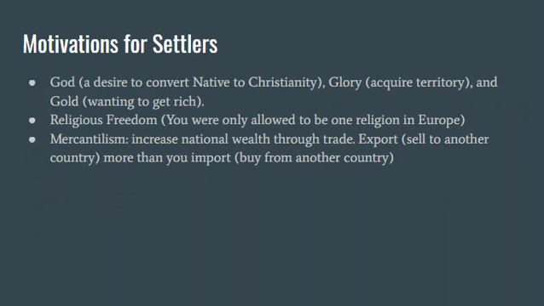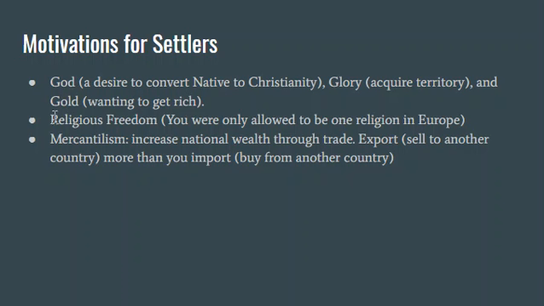So what was the motivation for settlers? Why did they come here? One reason was God. They wanted to come to the United States because they wanted to convert natives to Christianity. A lot of natives, none of them are Christian, so a lot of people who were part of the Catholic Church in Spain or Church of England, they wanted to come here and make all the Native Americans Christian. They also wanted glory, which really was to acquire territory. If you have more land, you can grow more food, more crops, maybe have more gold. And that was another thing. They wanted gold. They wanted to get rich.